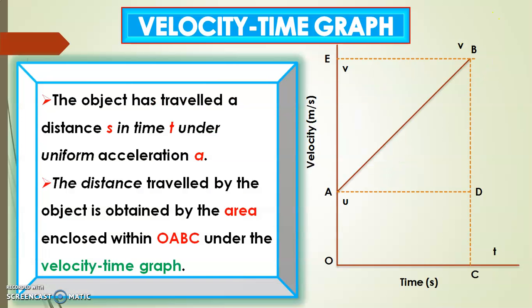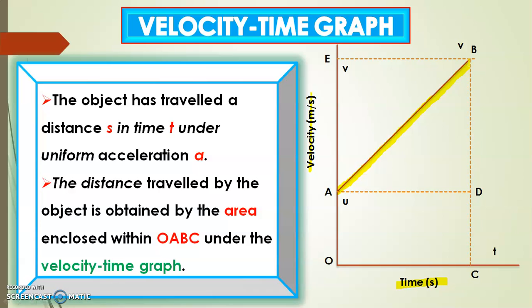Now, to solve this equation of motion, we have to use the velocity time graph. This is your velocity time graph, that is, along the x-axis we have time and along the y-axis we have velocity. Clear? So this is the basic shape, and this line A to B shows a uniform acceleration.